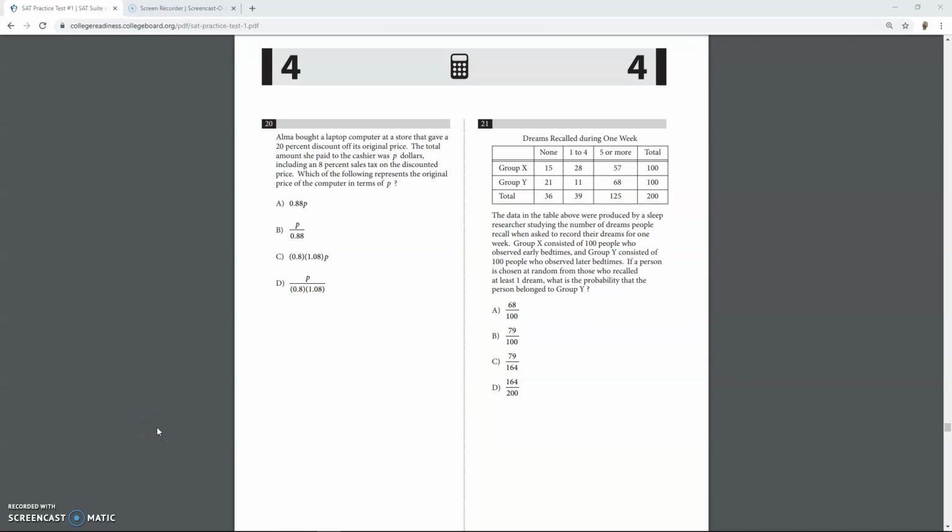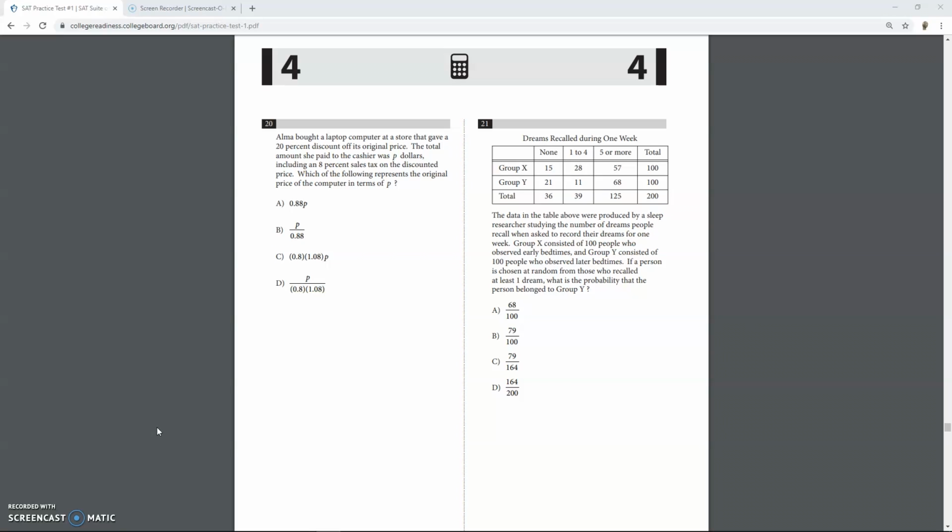Okay, for the 20th problem, we know the amount that she paid to the cashier was $8. And what happened is there is an 8% sales tax included, which means it will be 1.08 times the original price. And then there's also a 20% discount, which means it will be 0.8 times the original price. So that will be P dollars over 1.08 times 0.8, which gives us the answer of D.